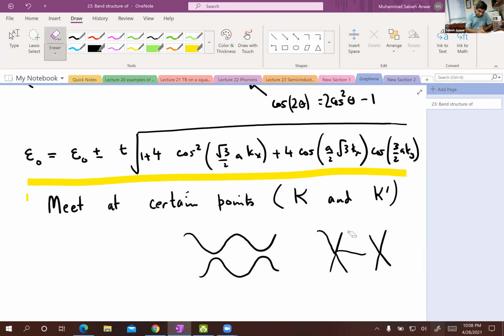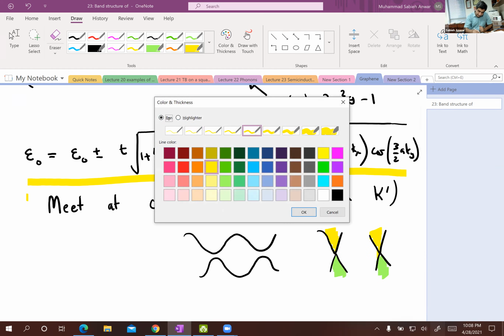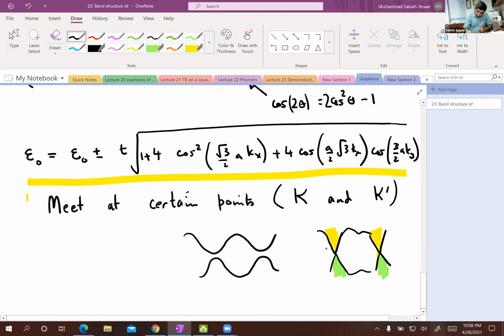So there is a valence band and there is a conduction band, and these bands are slightly different, but at certain points, which are called the Dirac points, K and K prime, they are going to meet. All right, and we'll find out what the behavior of these bands is in the vicinity of these so-called Dirac points.